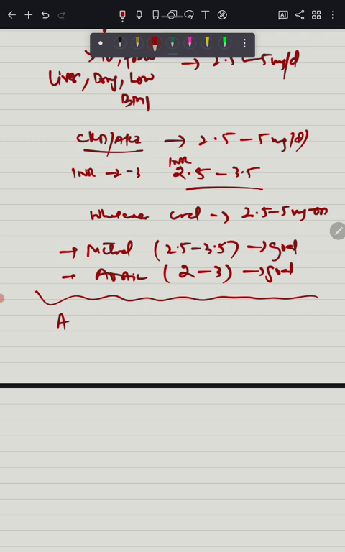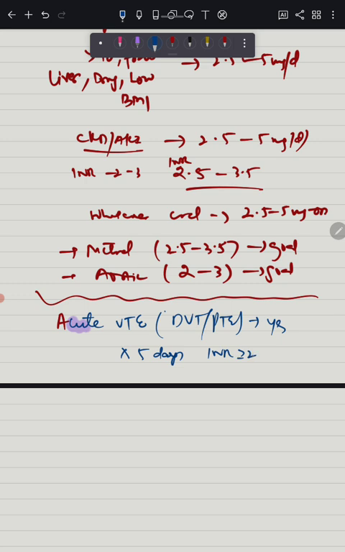So in patients with this acute VTE, be it DVT or PT, bridging is required with unfractionated or low molecular weight heparin. So you have to overlap with heparin for 5 days, and INR greater or equal to 2 for 24 to 48 hours. So you give overlap with heparin for 5 days, and INR greater or equal to 2 for 24 to 48 hours.